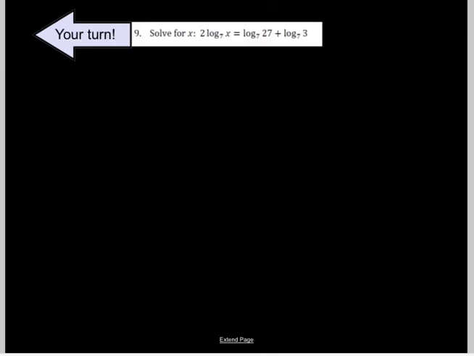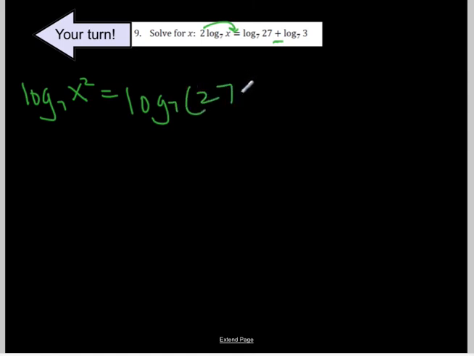And our last example. Same type of idea. I'm going to go ahead and put the exponent back. So I would have log base 7 of x to the second is equal to, and I'm going to go ahead and rewrite the right-hand side as 1 right away. This time, notice it's addition. So with addition, we rewrite with multiplication. So it's log base 7 of 27 times 3. So this is log base 7 of x squared is equal to log base 7 of 27 times 3, which is 81.